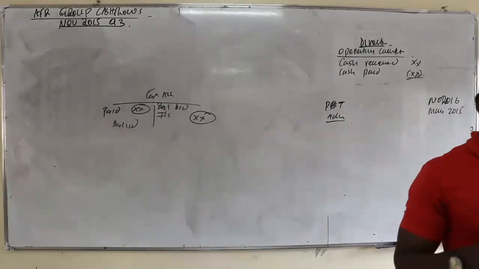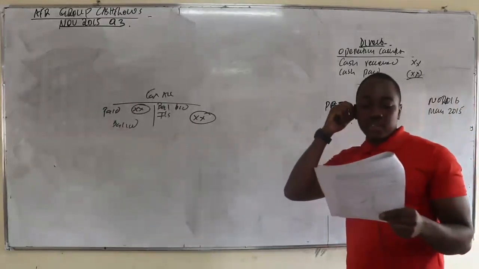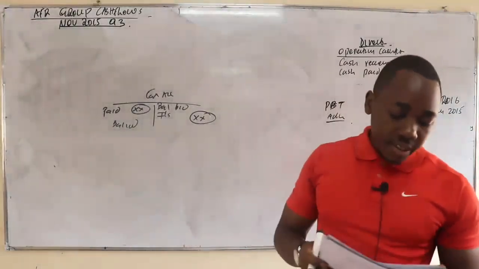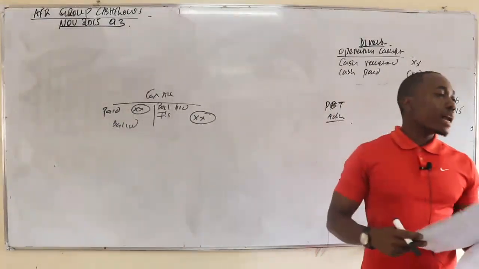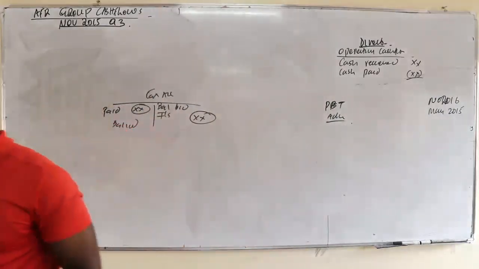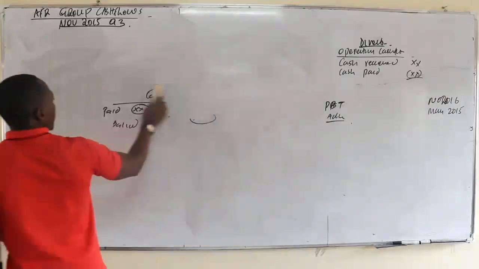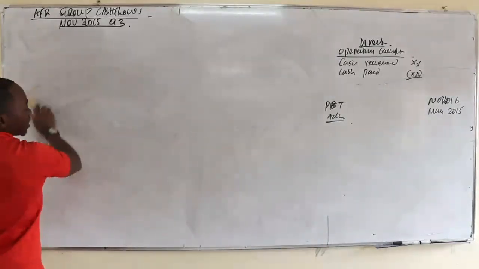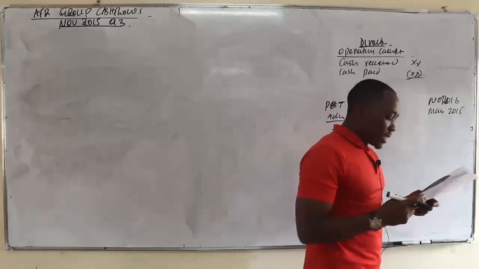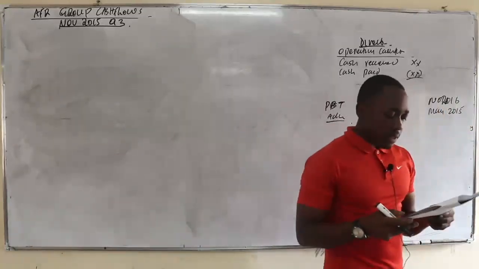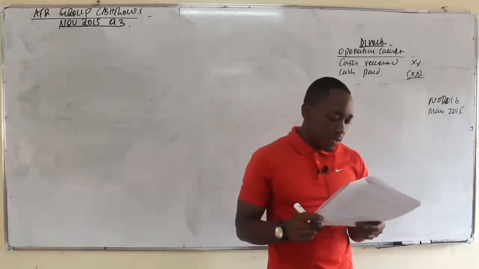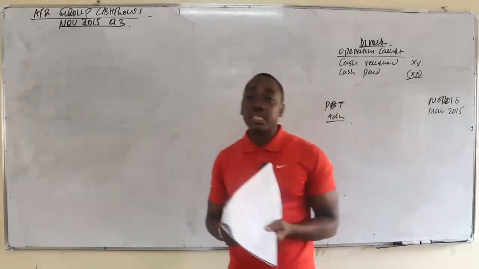Mawingu Group has prepared the following financial statement for the year ended 1st October 2014 and 1st October 2015. So we have the income statement, we have the balance sheet, and we have the additional information. Let's go to the additional information. So under the additional information, you are told that some item of machinery with an original cost of 680 million and a net book value of 360 was sold for 256 million during the year ended 1st October 2015.